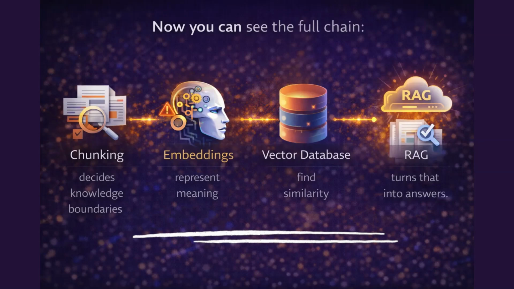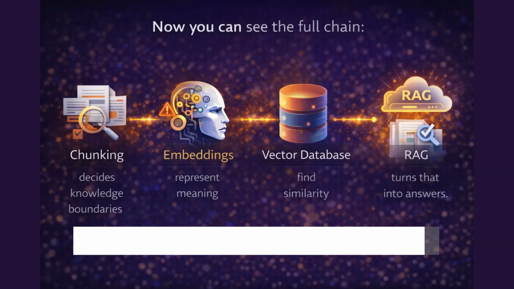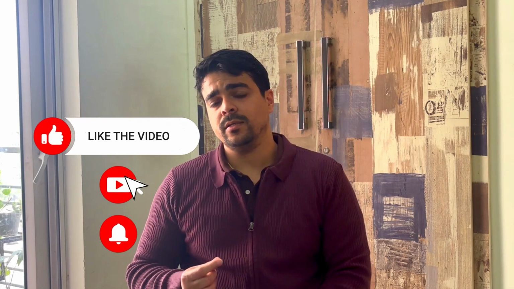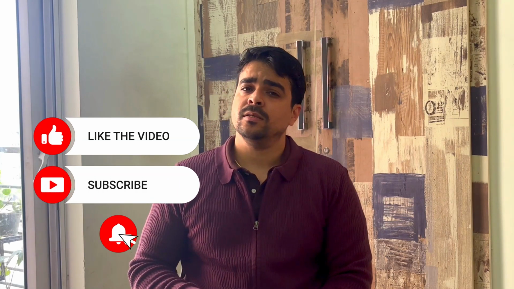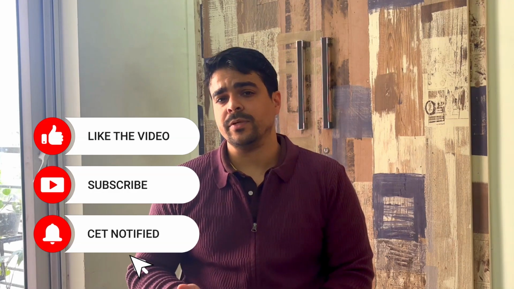Now you can see the full chain. Chunking decides knowledge boundaries, embedding represents meaning, vector databases find similarity, and RAG turns that into final answer. If you are building real AI systems, embeddings are not just technical details, they decide whether your AI understands intent or completely misses it. Good embeddings make retrieval reliable, and reliable retrieval builds trustworthy AI.